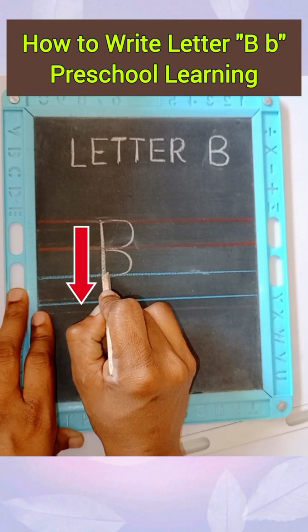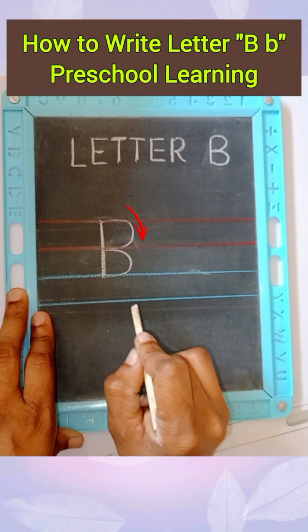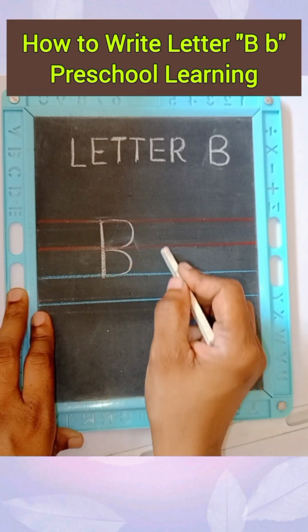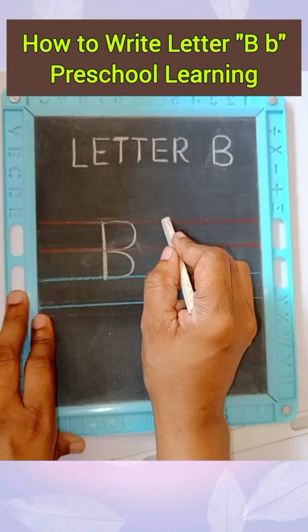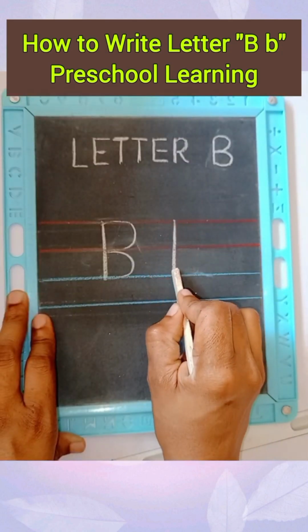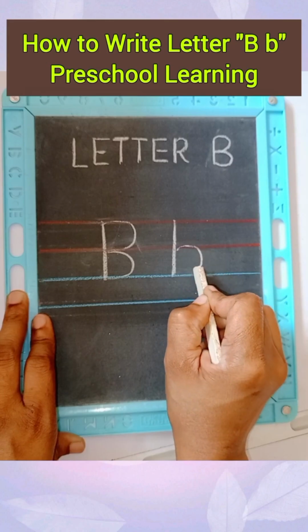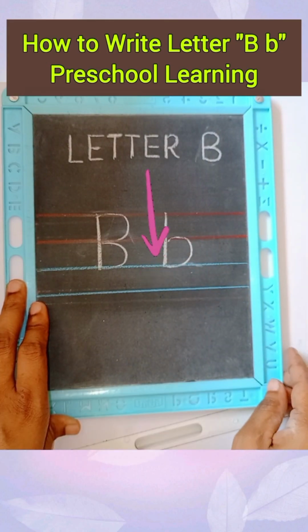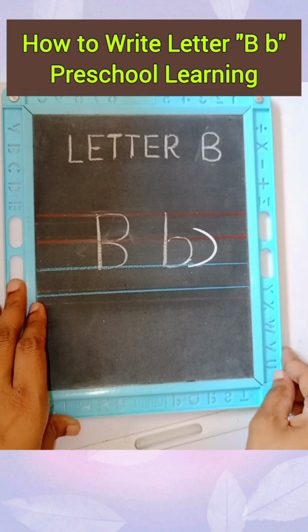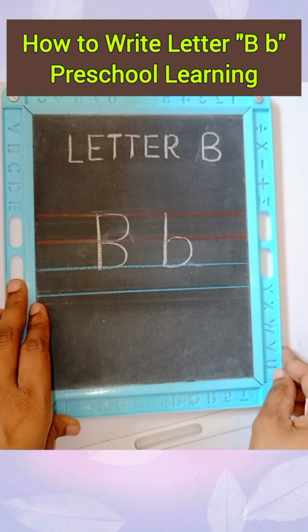Repeat once, standing line, top curve, bottom curve. This is a capital B. Now let's write small b. Write step by step. First draw a standing line, then draw a curve at the bottom. This is small b. Repeat once, standing line, curve at the bottom. This is small b. Now we know how to write capital B and small b.